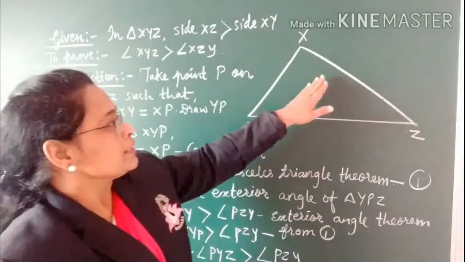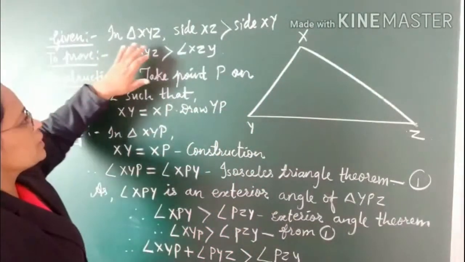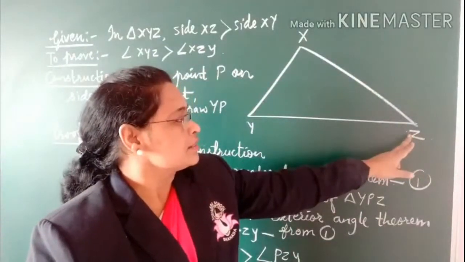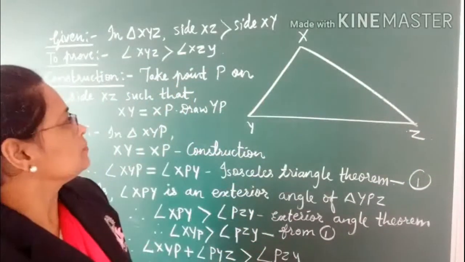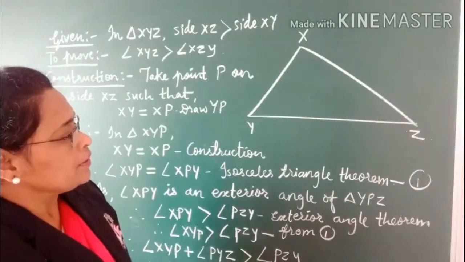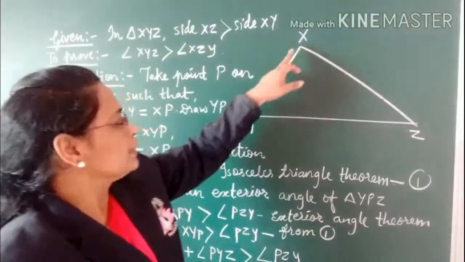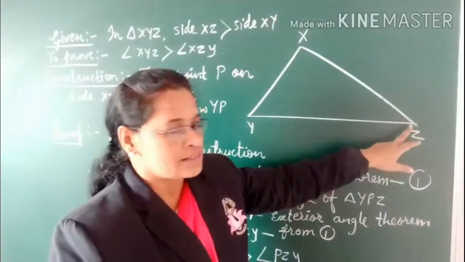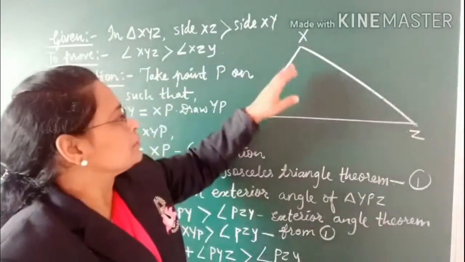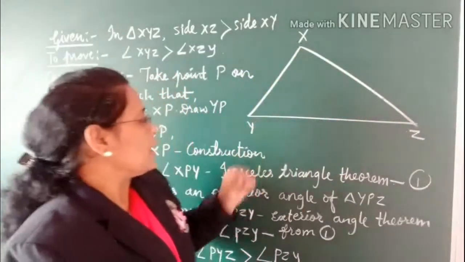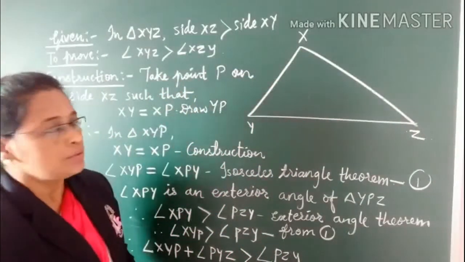So this is the triangle XYZ. It is given triangle XYZ in which you can see here XZ is greater and XY is smaller. Now according to the theorem, the angle opposite to the greater side, that is angle XYZ, is greater and the angle opposite to XY, the smaller side, that is XZY, this angle is smaller. This we have to prove.